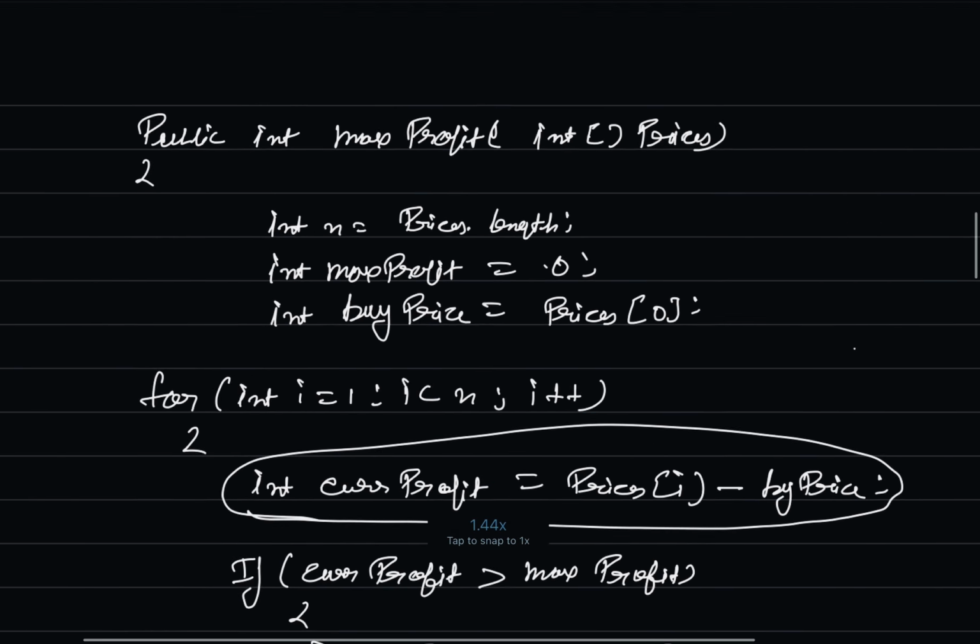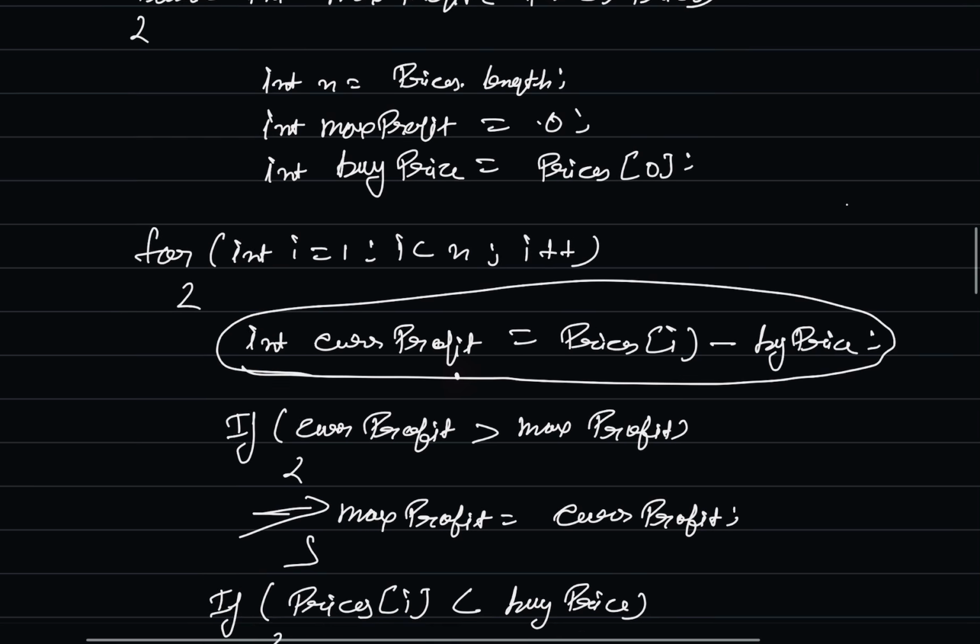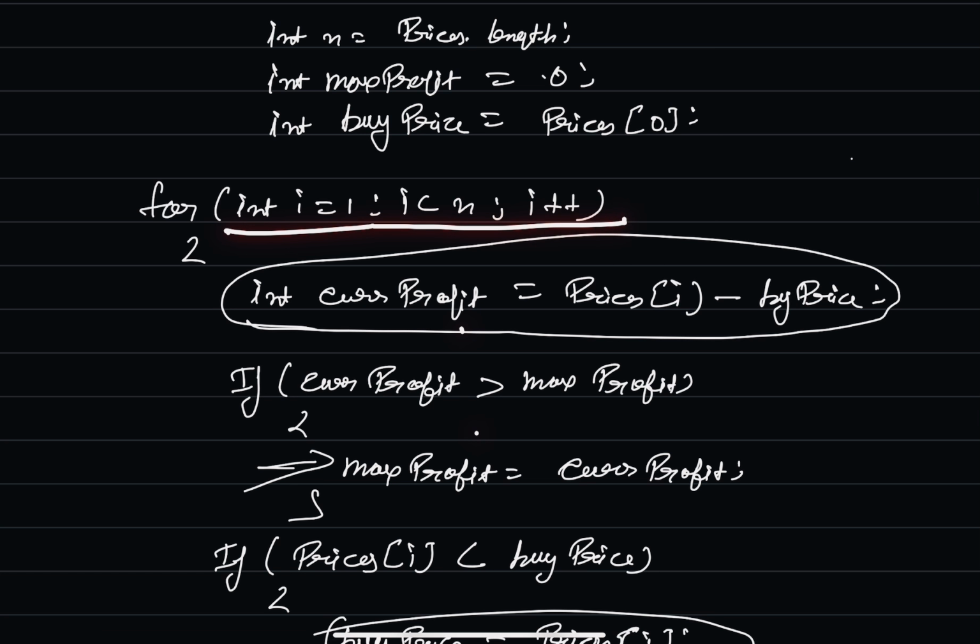Again I repeat the logic. First of all I calculate the length of the array, then I declare one variable maximum profit. Initially I store 0 because I don't know the maximum profit. Third, I create one variable buy price. In that variable I store the first day price of the stock. Now I run a loop from i equal to 1, i less than n, because the first day price I already stored, so you have to move to the next index.